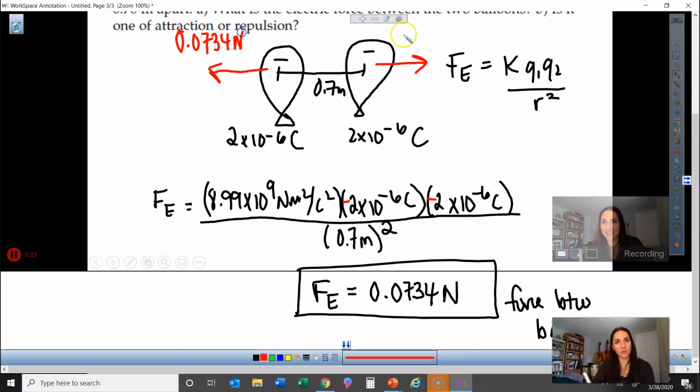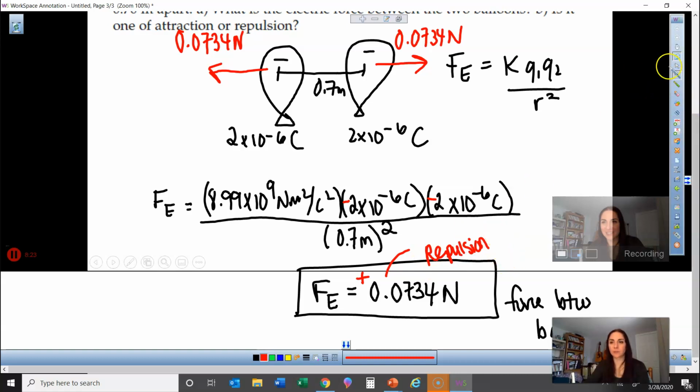And these would feel the same force of 0.0734 newtons, both of them. That's what this number represents here. That's the force between them. So it's a small force. It's not huge, but it's enough to be pushed apart. And mathematically, you'll notice that this does come out positive, which does represent repulsion.